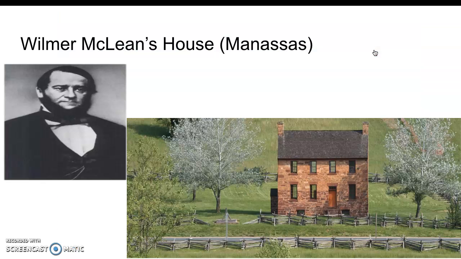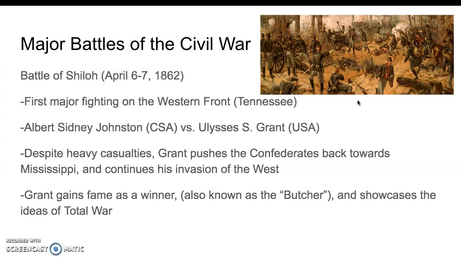This is what it looks like today. And that, in the background, is Wilmer McLean's house. He's got an interesting story that we'll talk about later, but this is his house in Manassas, which was used as a field hospital for wounded soldiers on both sides during the war. He was so terrified of what he saw that he would sell this house and move to a place called Appomattox. We'll talk about that later.